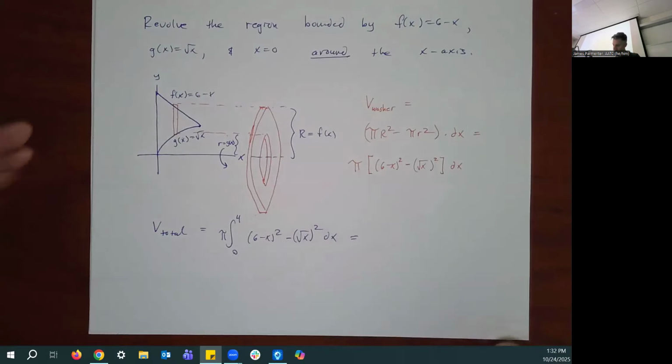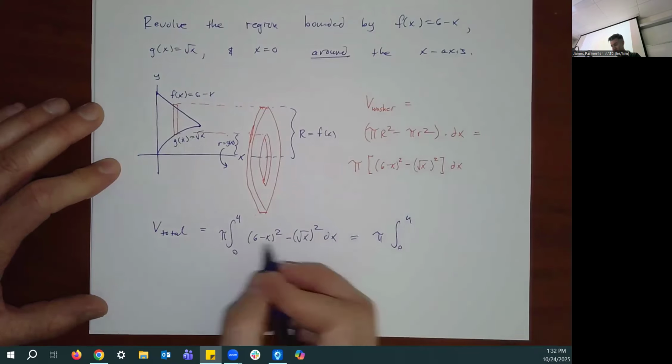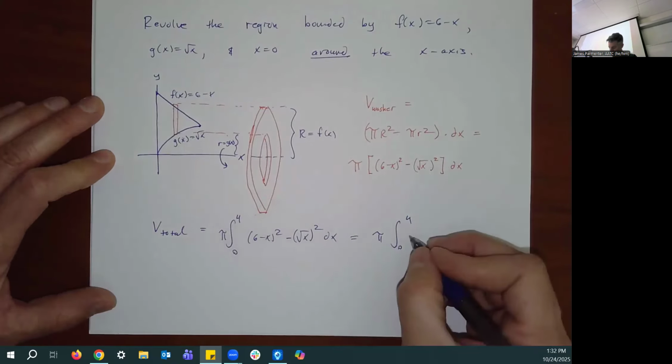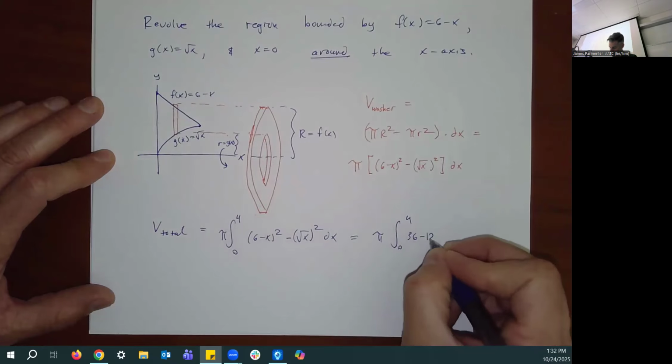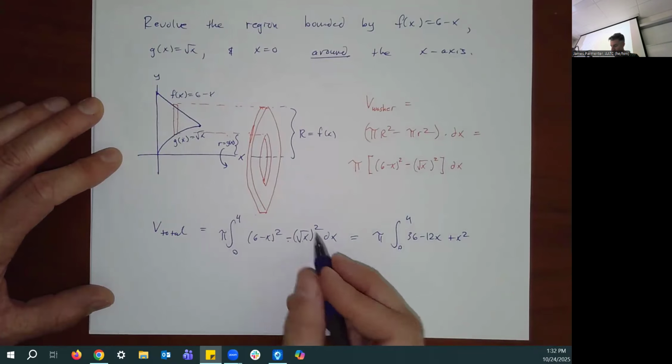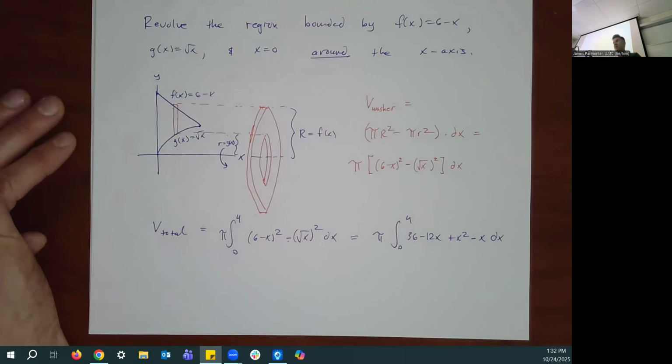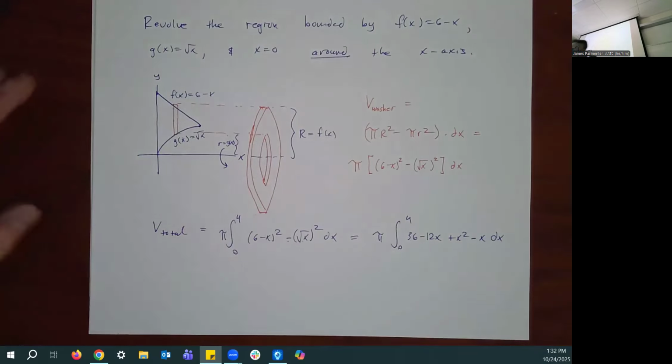But then we're going to solve this. So we get pi times the integral from 0 to 4. We do have to multiply out the 6 minus x squared, which is going to be 36 minus 12x squared plus x to the fourth. And then minus the square root of x squared is minus x. It's actually going to come out nicer than the other one, I think. Sometimes the volume is nicer than the area as far as calculating it goes.